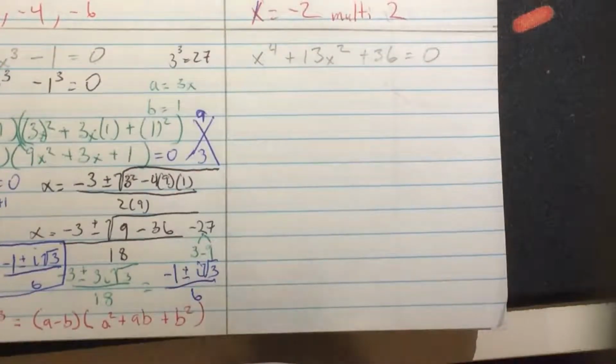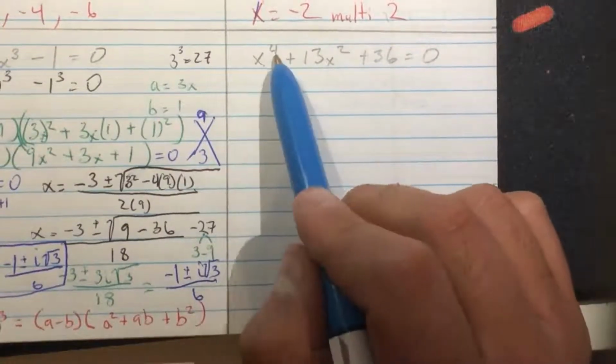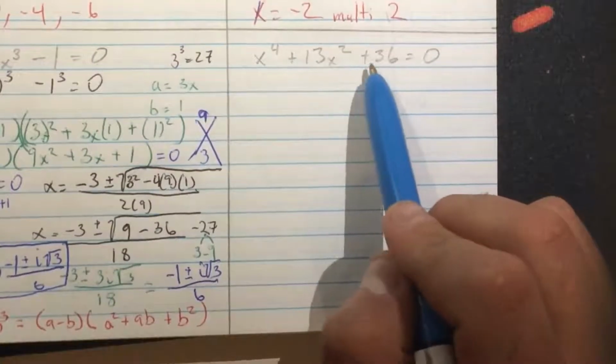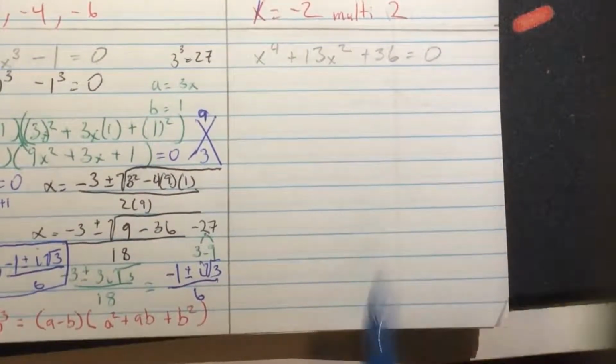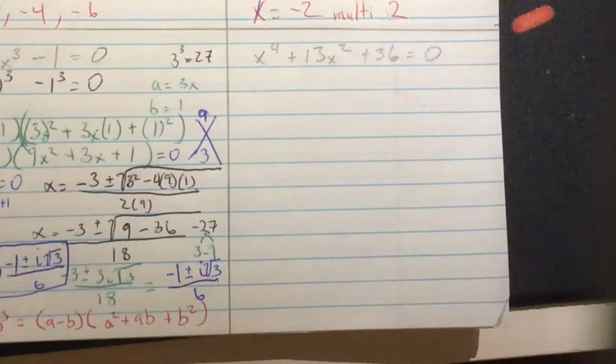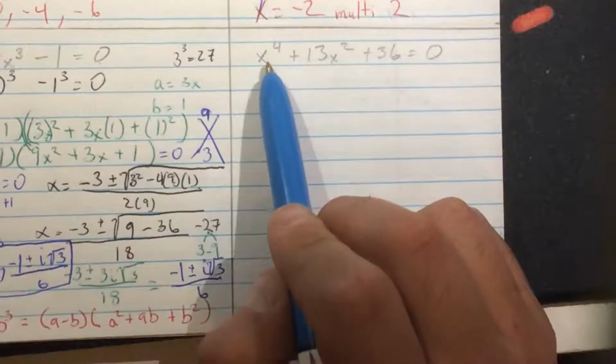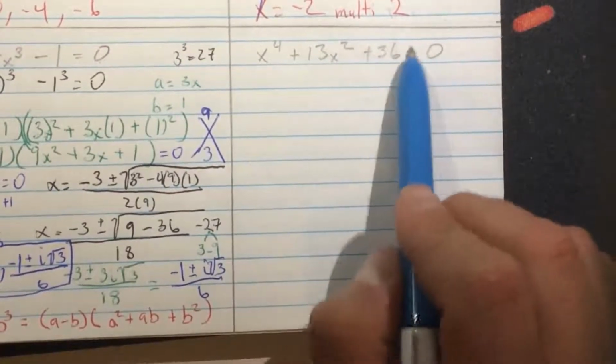For this one it's actually kind of a fun one for me, and hopefully for you guys. We have x to the 4th plus 13x squared plus 36 equals 0. So it's already set to 0. This one's not really tricky, but since it's even, it has x to the 4th, x to the 2nd, and then nothing.